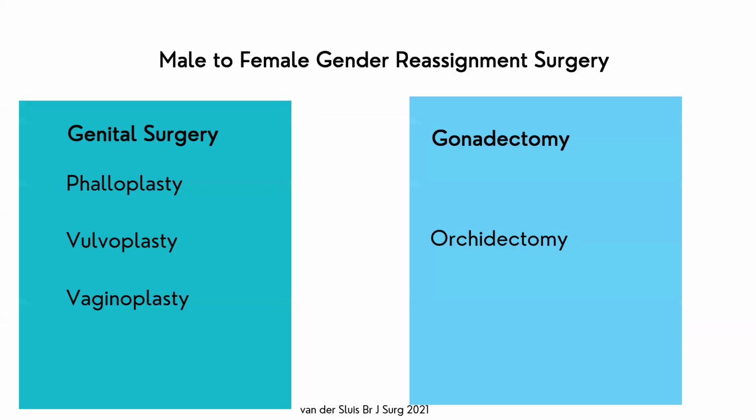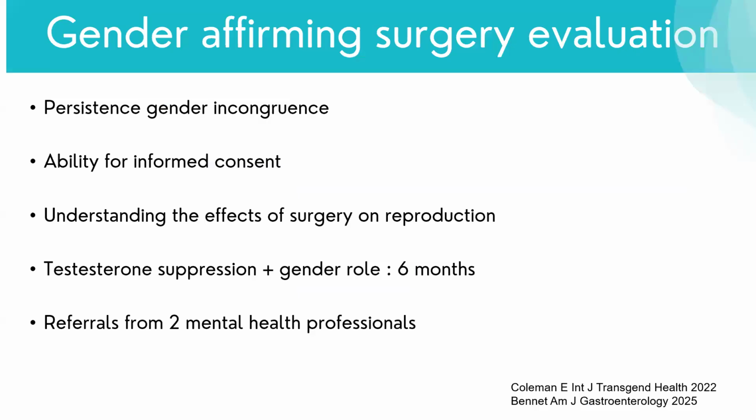In terms of surgical therapy, we're only going to deal with genital surgery, but there are other forms of surgery in other places of the body which we're not going to look at. Specific to male to female gender reassignment surgery, there can be different forms of surgery. You can have phalloplasty, vulvoplasty or vaginoplasty, and patients who also wish to undergo gonadectomy will undergo orchidectomy. It's important to note that some patients undergo one or two more of these procedures, depending on how much they want the transformation to go.